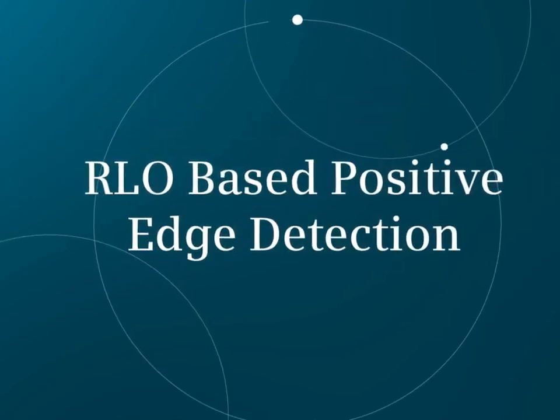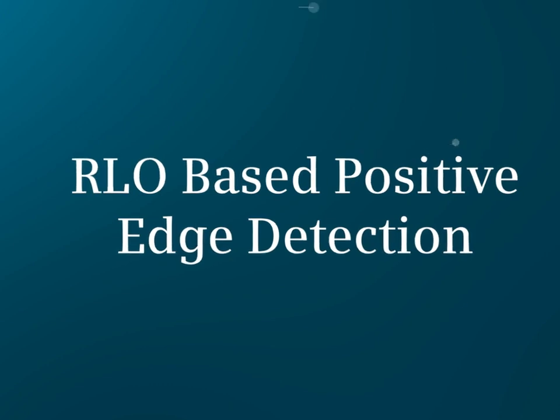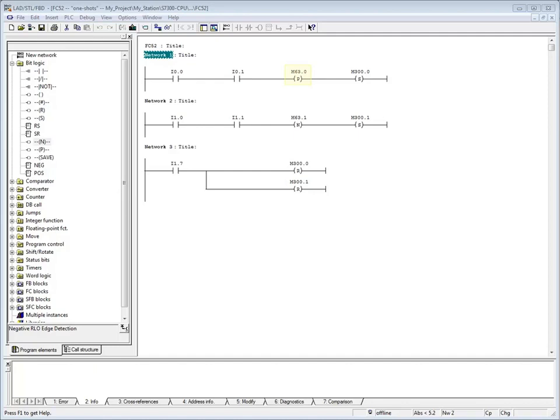This video demonstrates positive and negative edge detection or one-shots based on result of logic operation, also called RLO. Network 1 has a positive edge pulse coil or positive one-shot. Network 2 has a negative edge coil or negative one-shot. Each pulse coil gets assigned a unique memory bit which tracks the incoming logic and determines when a pulse should be fired through to the coil. Network 3 is used to reset the output set coils for networks 1 and 2.